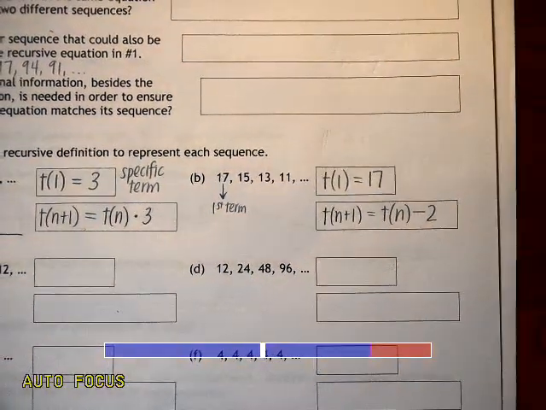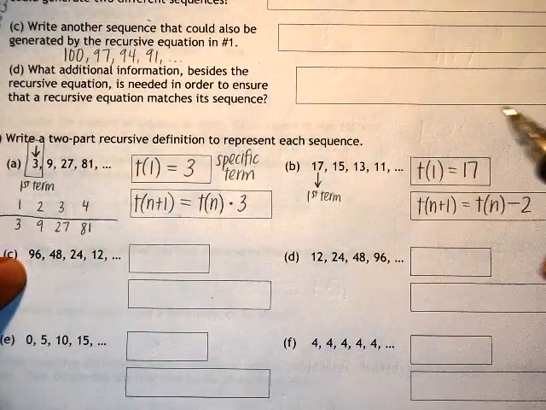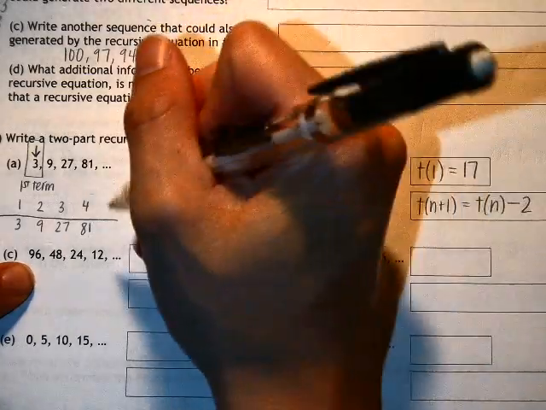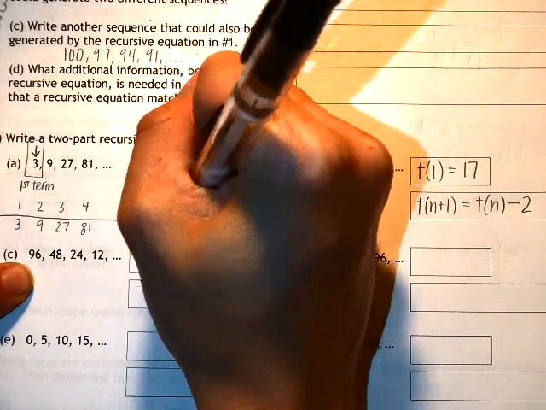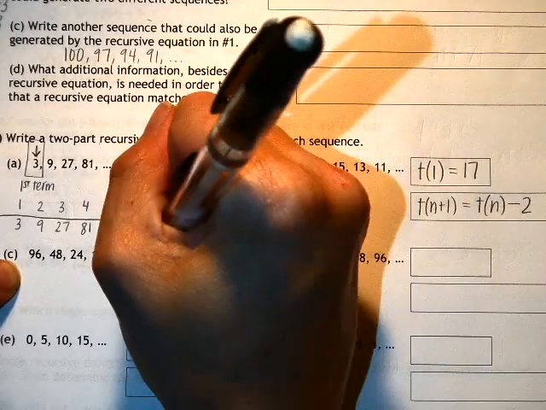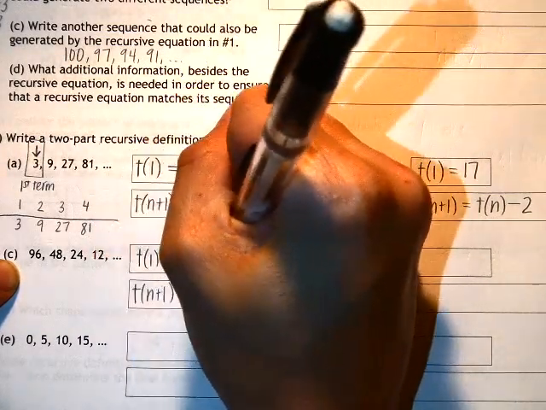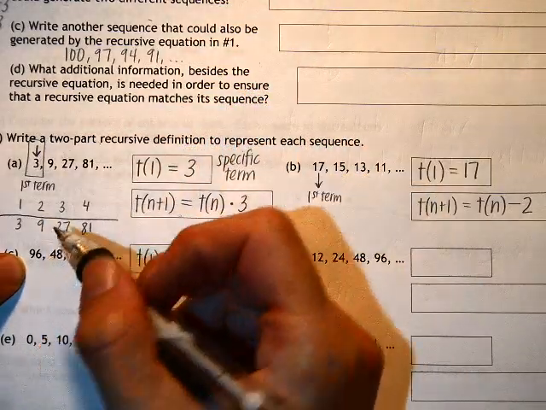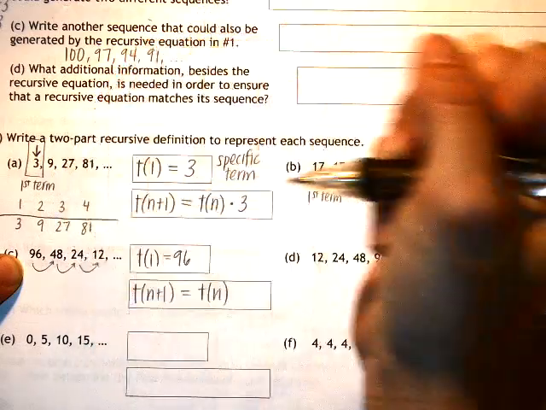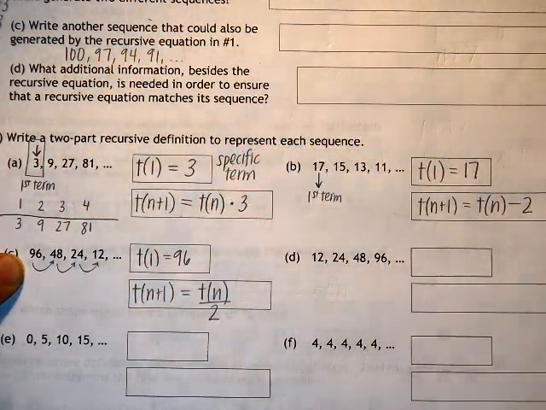I'll do one more, again, just to prove to you that you can kind of see how quickly it goes. Let's look at letter C. First term they're giving us is 96, so t of 1 equals 96, that's set. And then we say, okay, t of n plus 1 equals t of n, and then we look at what's happening in the pattern. It looks like this pattern is dividing by 2 each time. So I would say t of n divided by 2.